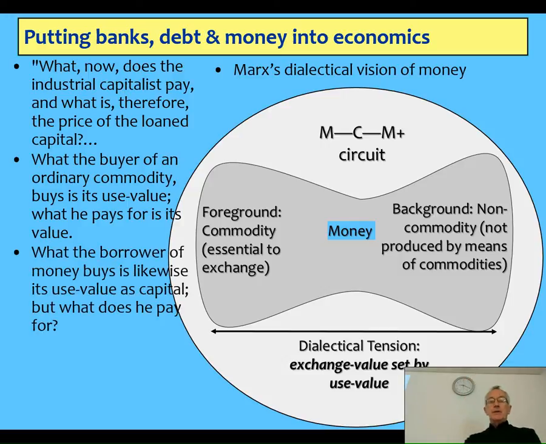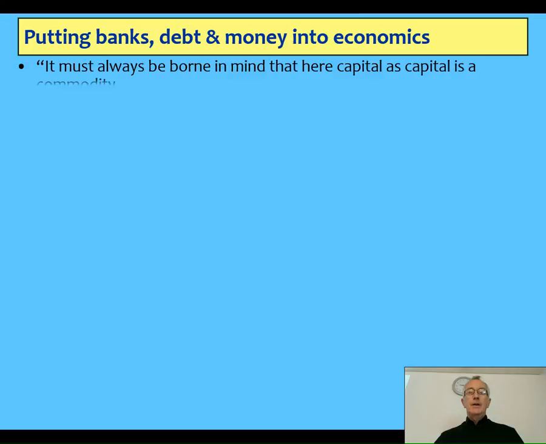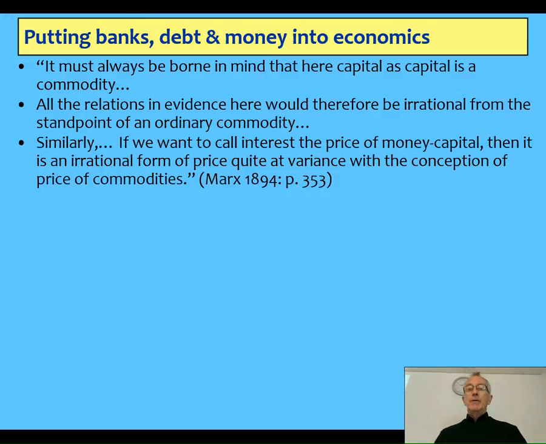What the borrower of money buys is likewise its use value as capital, but what does he pay for it? And this is a wonderful little statement. Surely not its price or value, as in the case of ordinary commodities. So he then goes on a bit further and says, well, capital as capital, money rather than machinery, is a commodity, he said, all the relations here would be irrational from the standpoint of an ordinary commodity, one you actually can produce using other commodities. He said, if we want to call interest the price of money capital, then it's an irrational form of price. So he's saying it's not your ordinary commodity.